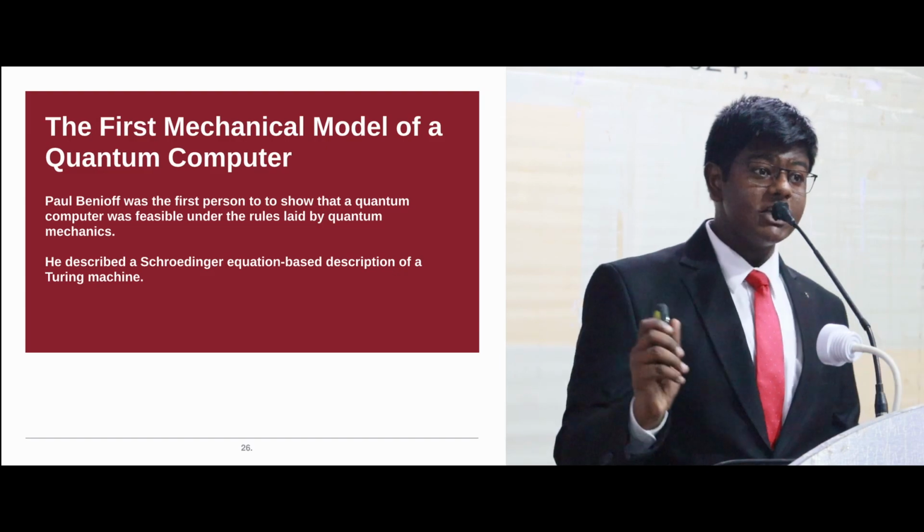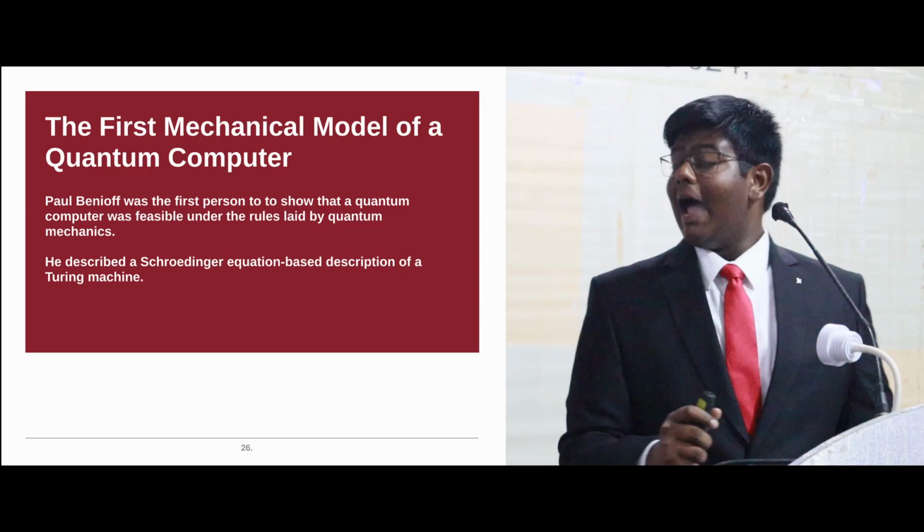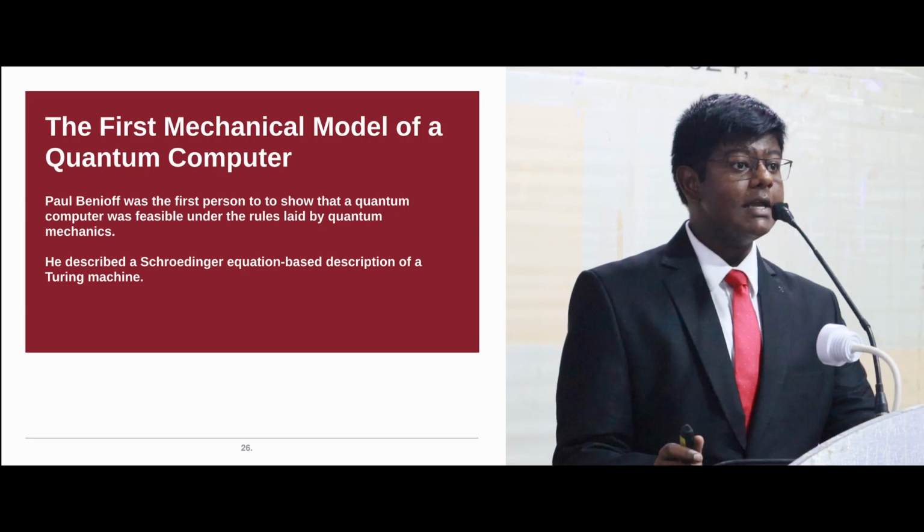Paul Benioff was the first person to show that a quantum computer was mechanically possible. And he did so by describing a Schrodinger equation-based model of a Turing machine. Now I looked through your syllabus and I know that you learned about Schrodinger equations, so this should be very familiar to you. And of course, a Turing machine is the mathematical model of a computer. You all must know about Alan Turing.